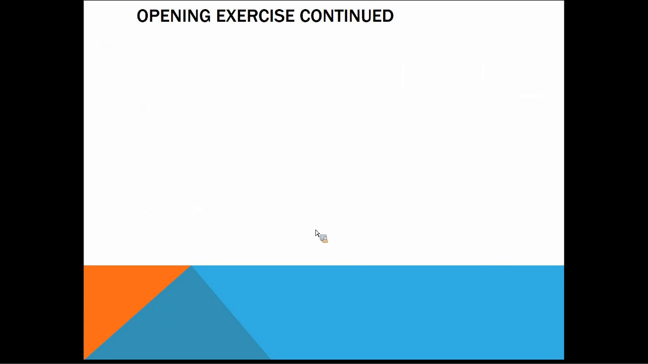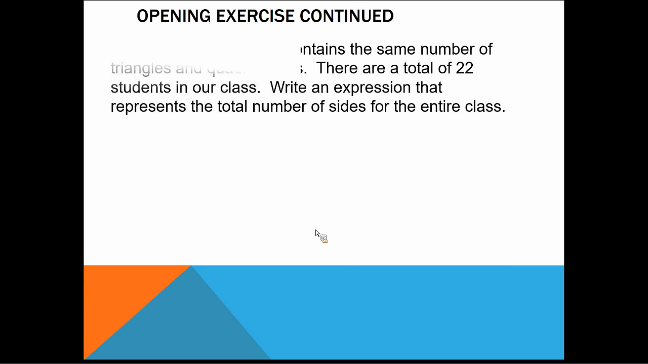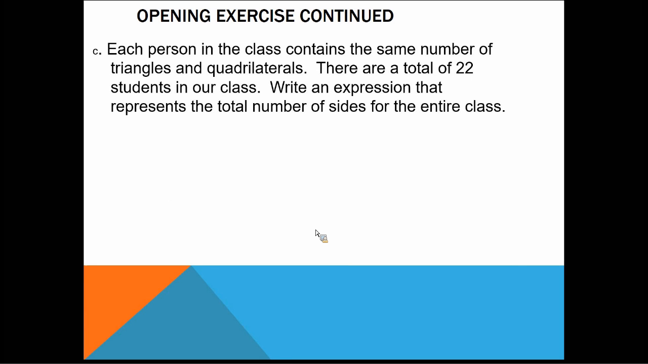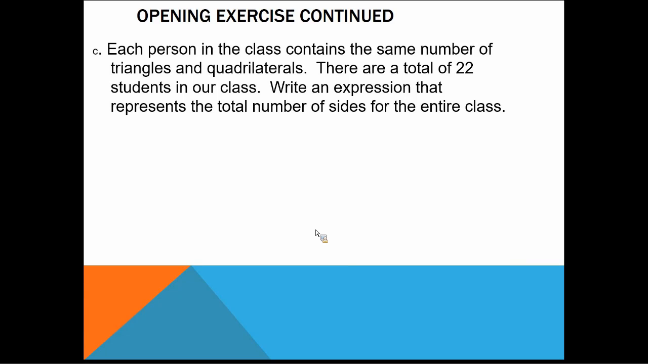Let's continue on to part C. For part C, each person in the class contains the same number of triangles and quadrilaterals. There are a total of 22 students in our class, so we're going to write an expression that represents the total for the entire class. Well, if each one of us has 3t plus 4q, we can multiply that by 22. So the expression is 22 times the quantity, 3t plus 4q.